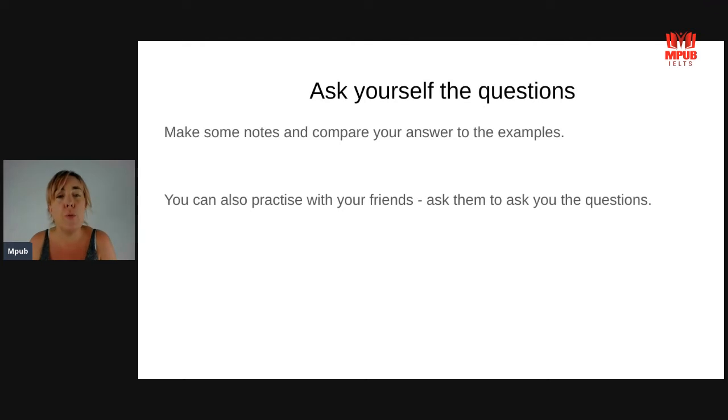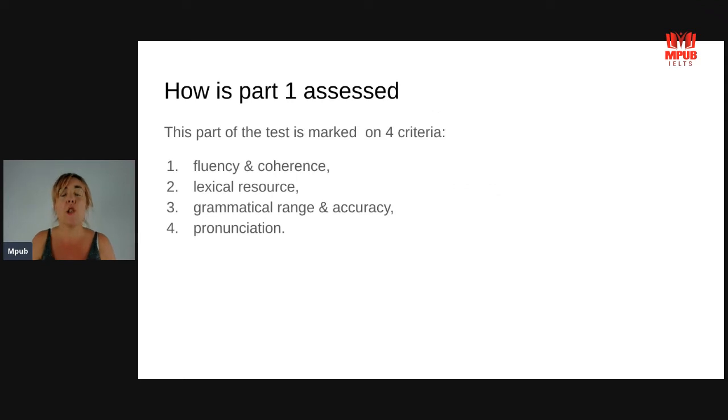What do you need to include in your answers to get the best marks? So in part 1, the examiner is looking for fluency and coherence. Fluency means how your answer is flowing. Does it sound natural? And does it make sense? Then number 2, lexical resource basically means, are you using different types of vocabulary, or are you just using simple vocabulary?